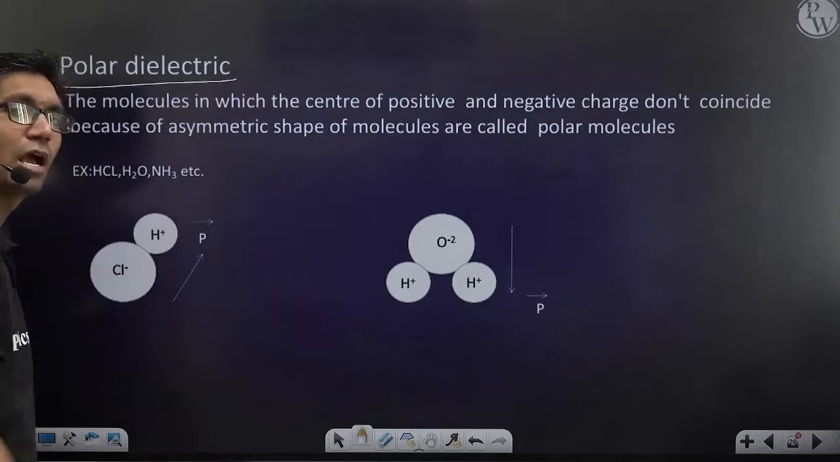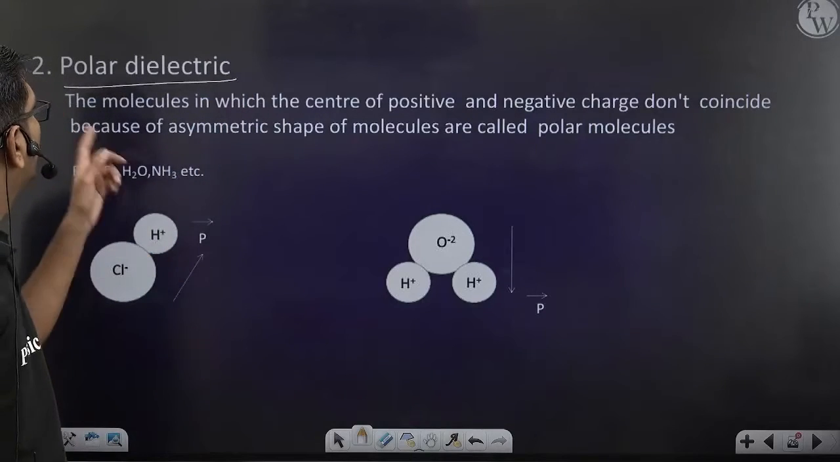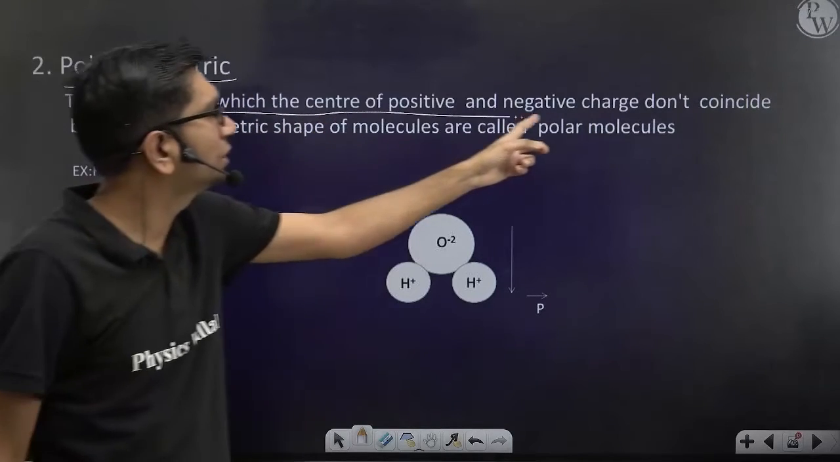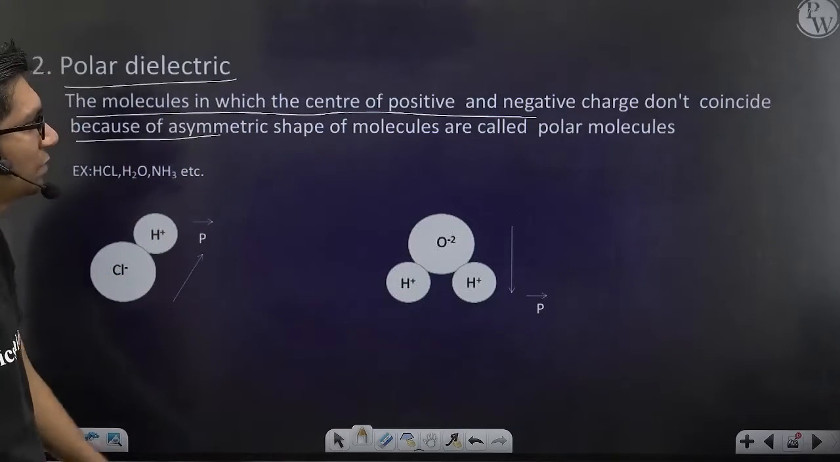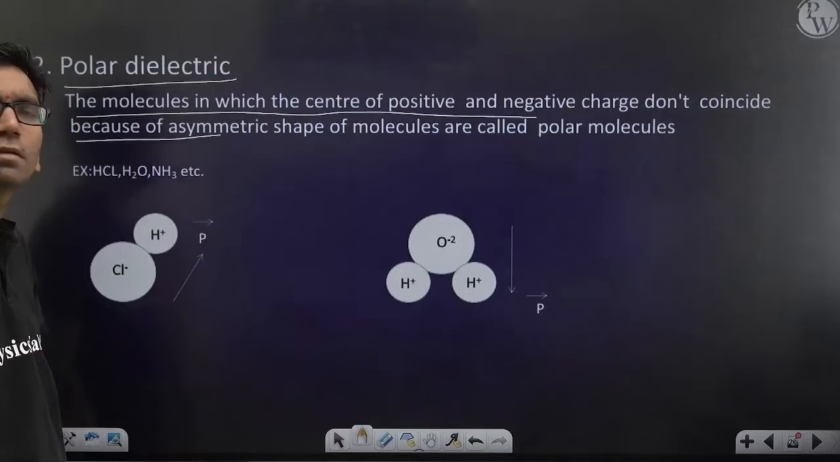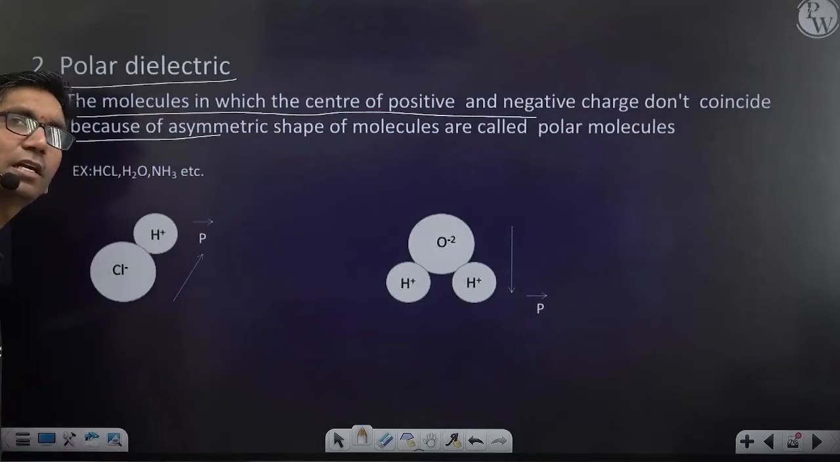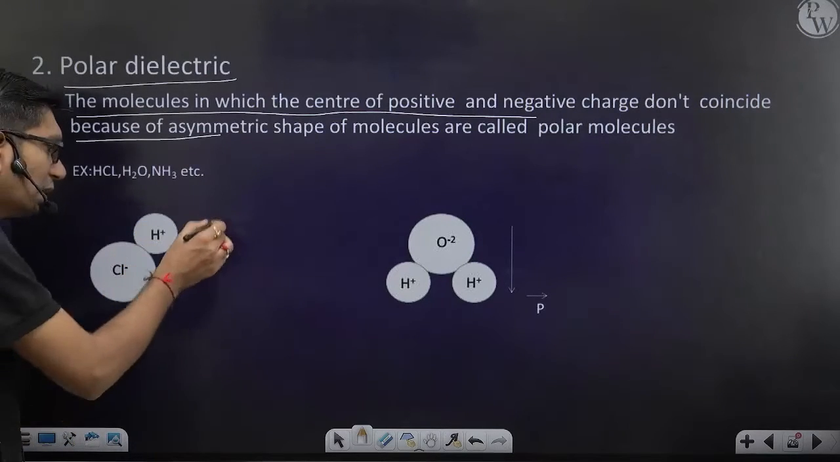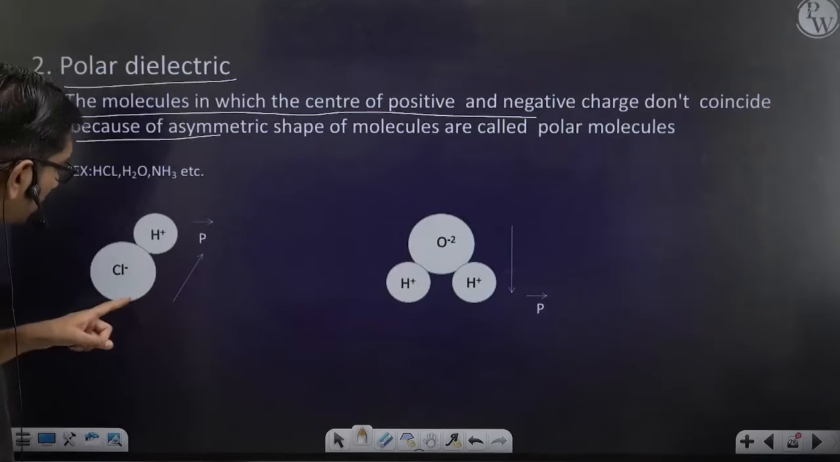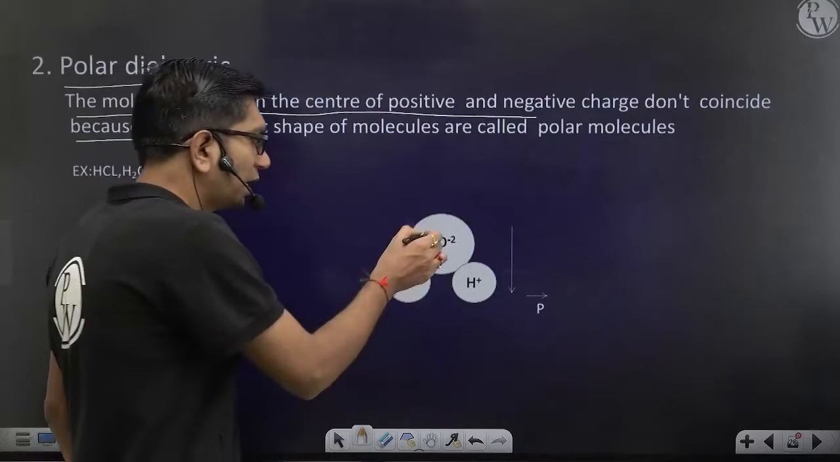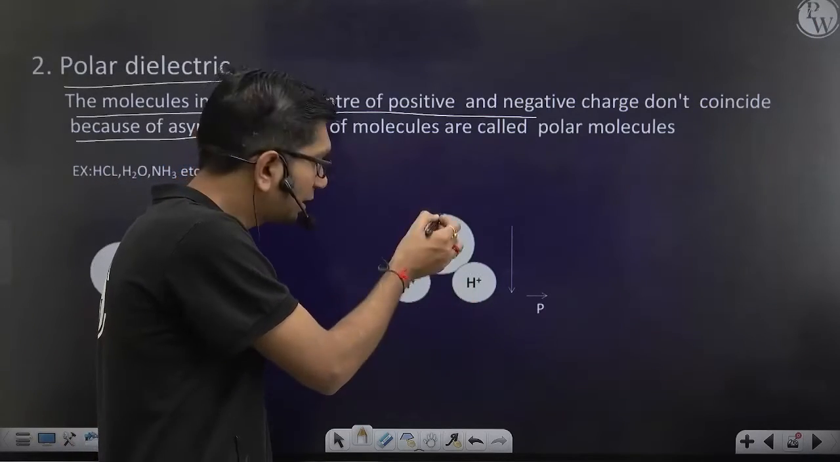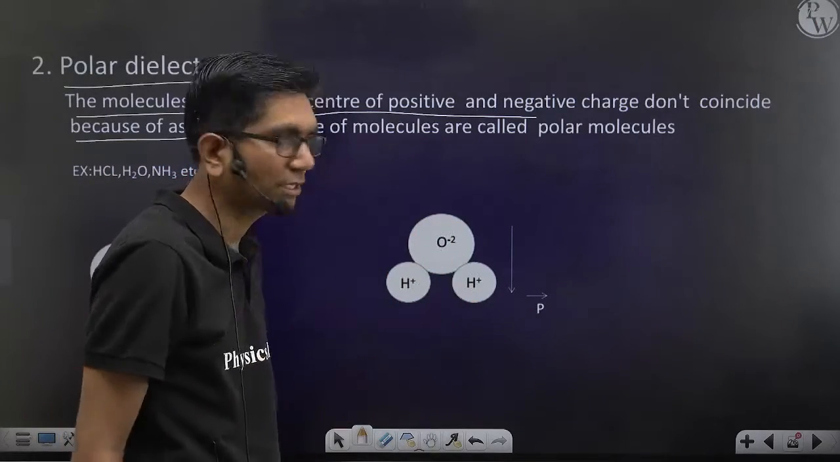Polar, here you have dipoles. The molecules in which the center of positive and negative charge doesn't coincide because of the asymmetric shape of the molecule are called polar molecules. Here you have a net dipole moment. Dipole moment direction is always from negative charge to positive charge. Everyone knows this. So here also negative to positive, and you get a net resultant in this direction, correct?